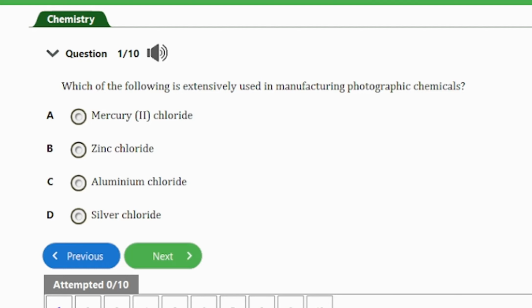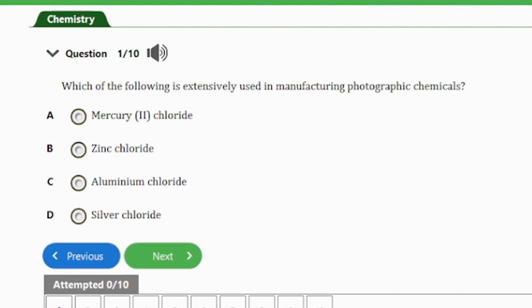It says, which of the following is extensively used in manufacturing photographic chemicals? A. Mercury 2 chloride, B. Zinc chloride, C. Aluminum chloride, D. Silver chloride. So guys, the answer to this question is option D, and that's silver chloride. Silver chloride is extensively used in manufacturing photographic chemicals.